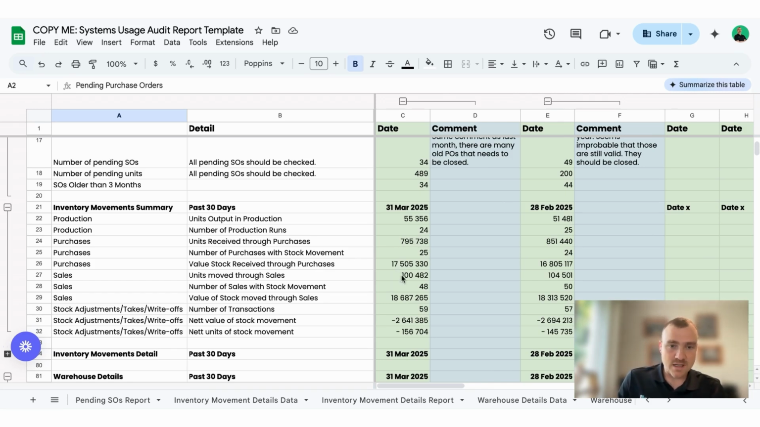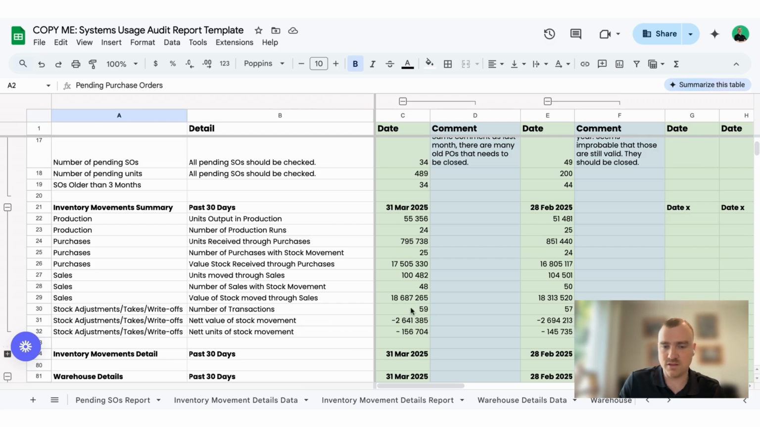So units don't necessarily always tell us the whole story, but the value in this case might help us. So same for sales. So this just shows us how many units move through sales, number of sales with stock movement. So once again, not the number of sales, but in this case, it would translate to number of fulfilled sales in most cases. And then the value of stock moved through sales. This is the cost value. So one of the others that are very important to look at is the number of transactions in your stock adjustments, takes, or write-offs. I'm always looking out for this.